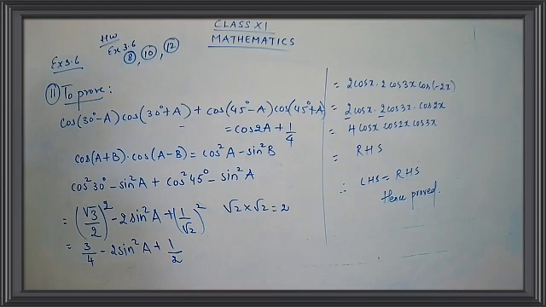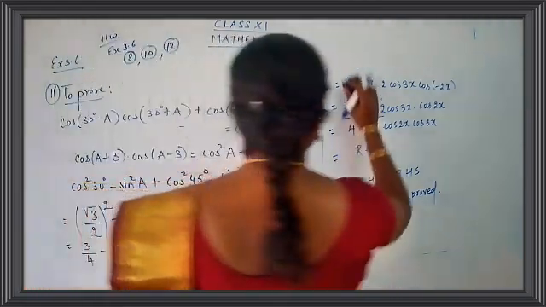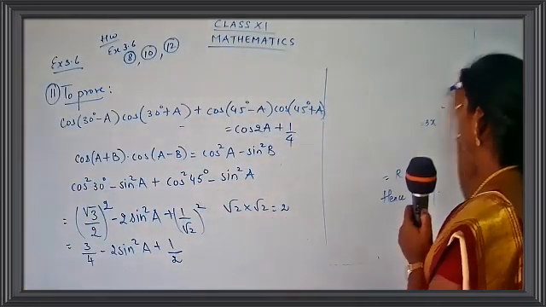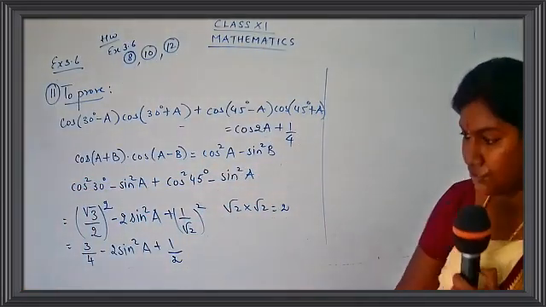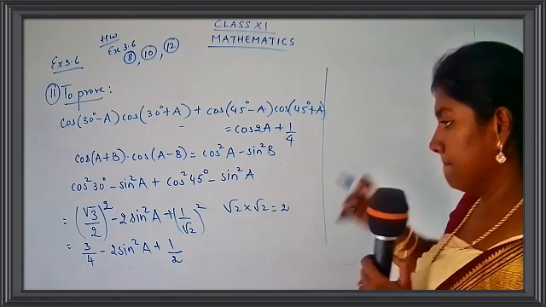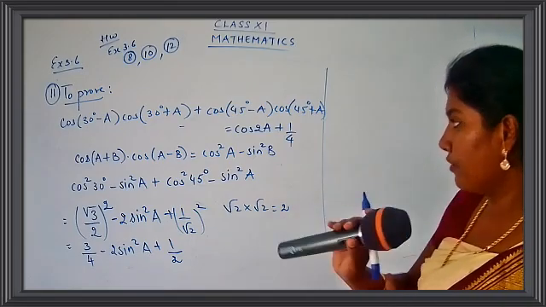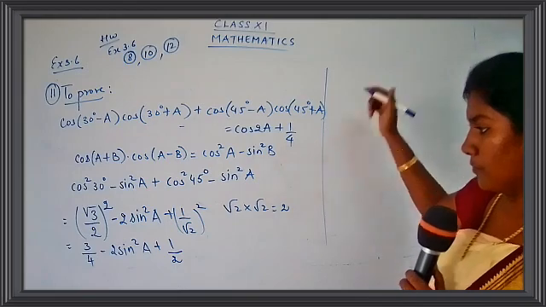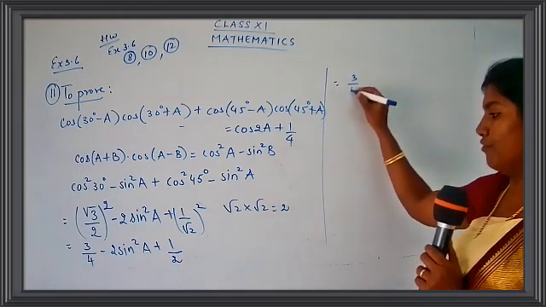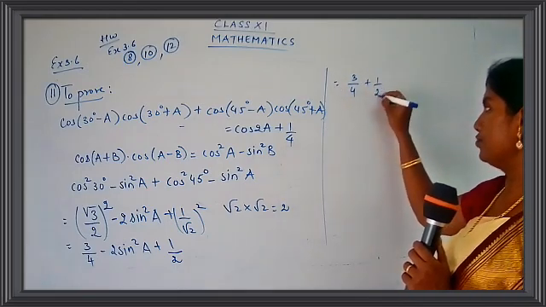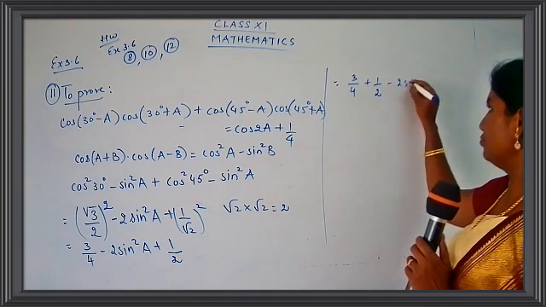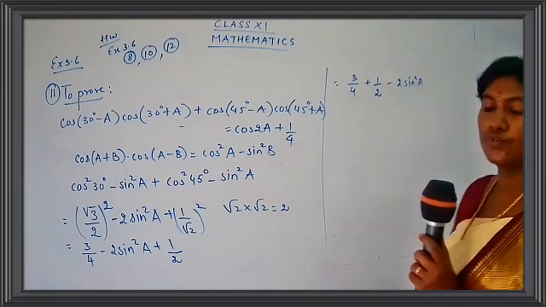Okay. So now what I'm going to do is, I'm just going to bring the number part together. Let me bring the numbers together. So we have here, we want 1 by 4 as the answer, yes? Oh, no problem. Let me write down here. It's 3 by 4 plus 1 by 2 minus 2 sine square A. Okay, so this is what I have.